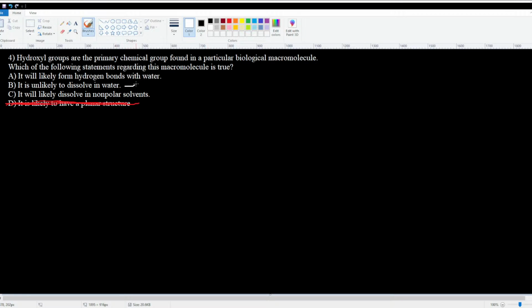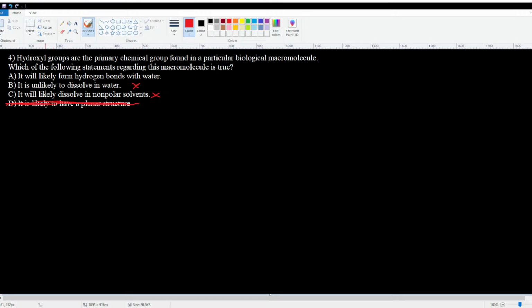So B, it's unlikely to dissolve in water. That's wrong, right? Well, what did we just learn about hydroxyl groups? That they're polar, right? What is water? Water is a polar substance. So like dissolves like, it's going to be able to dissolve in water. So that's not true.